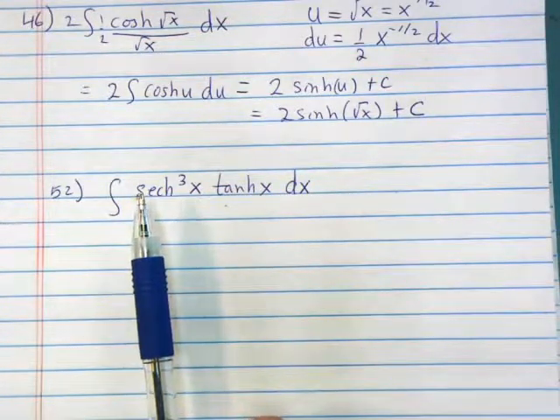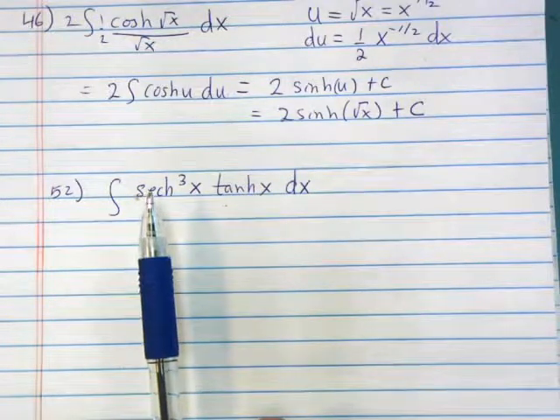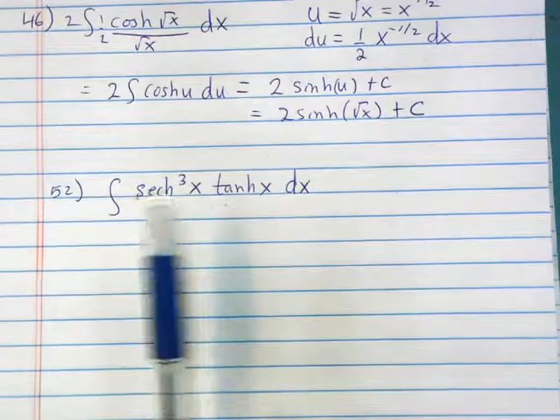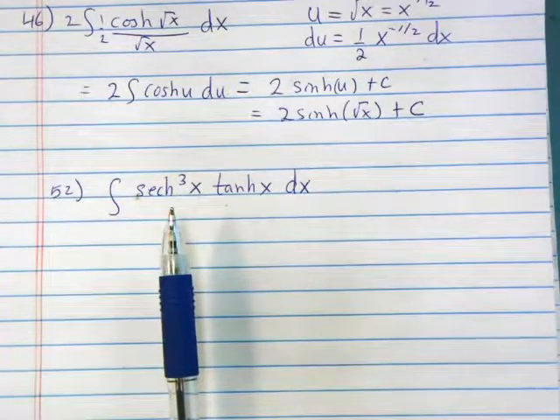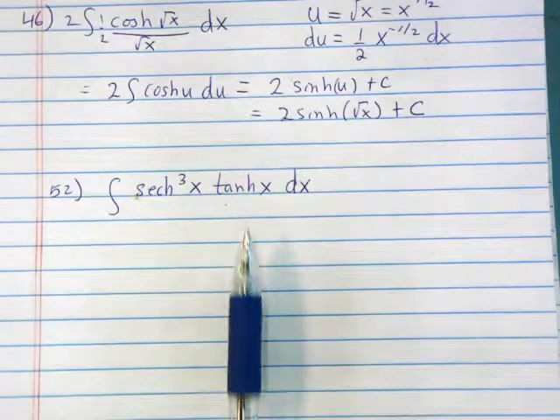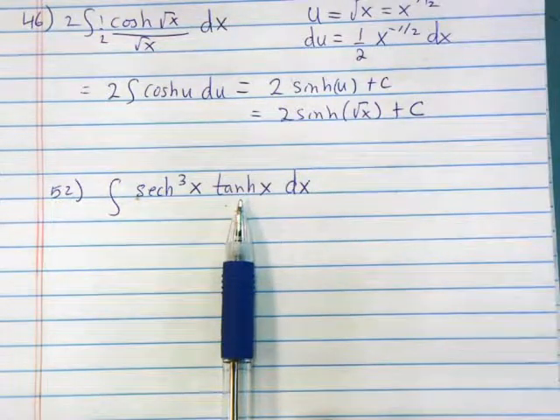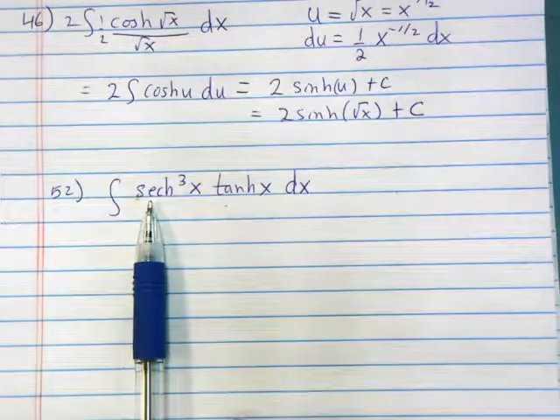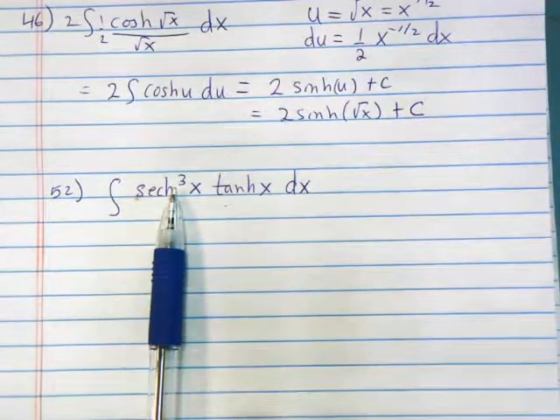u is hyperbolic secant x. And then, what's du? What's the derivative of hyperbolic secant? I think tan. Because the derivative of tan is secant, hyperbolic secant squared. The derivative of tangent would give me secant squared. Unfortunately, I have secant cubed.